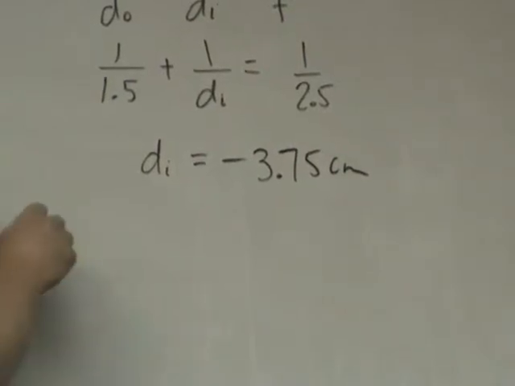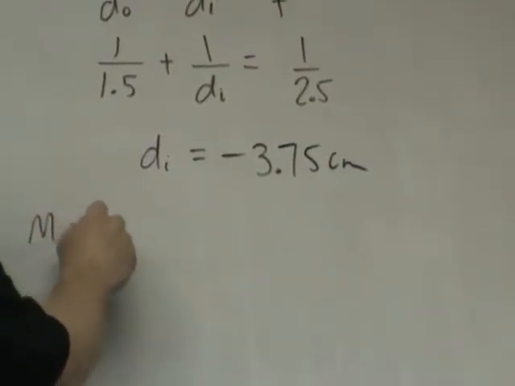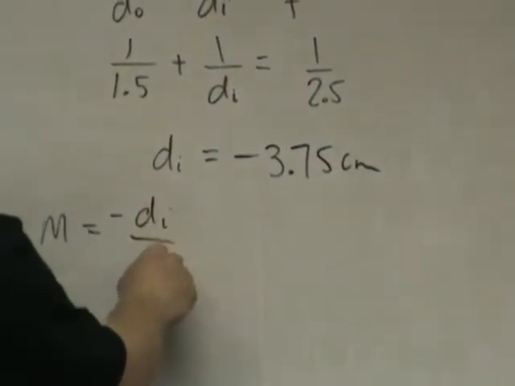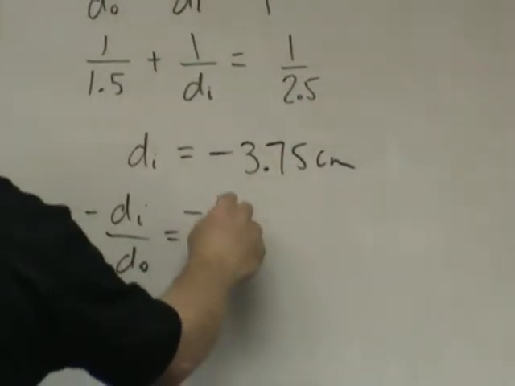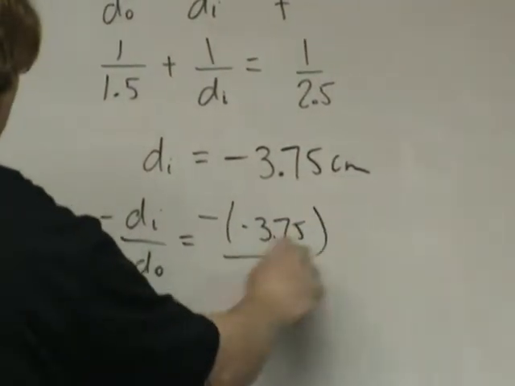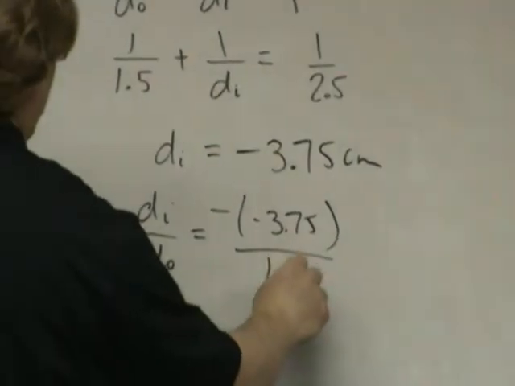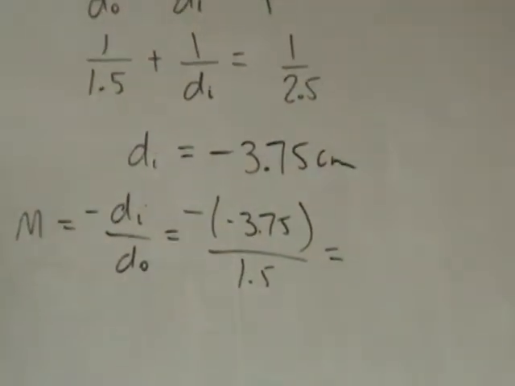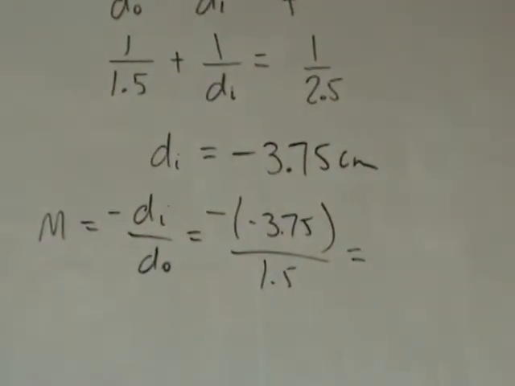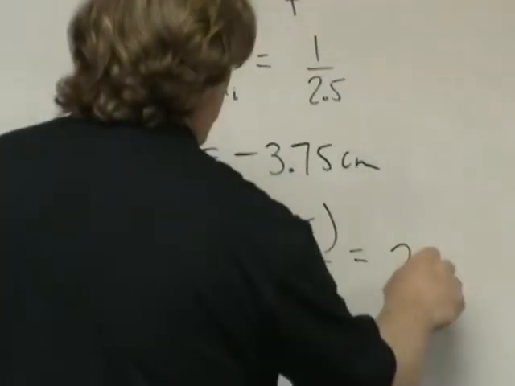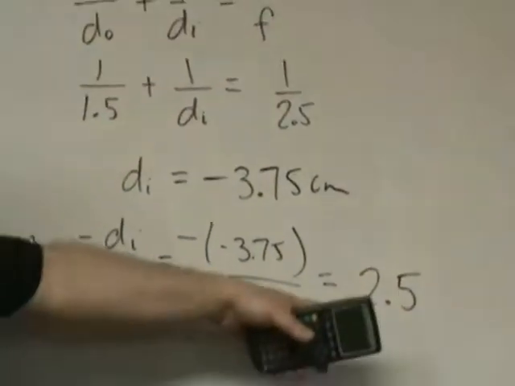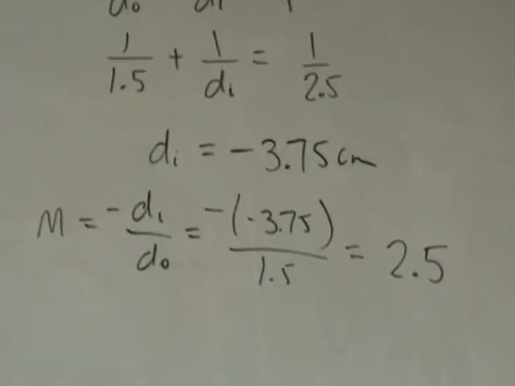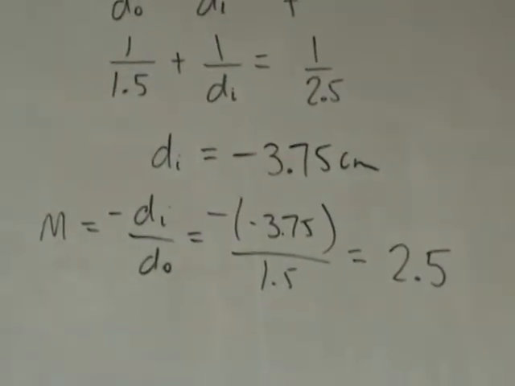Good. Let's go ahead and get the magnification. Magnification is negative d sub I over d sub O, which is negative 3.75 over d sub O, which is 1.5. So what did you guys get? What's the magnification? 2.5? Okay, 2.5. Look at that. The magnification is positive. Until now, every magnification we had was negative.